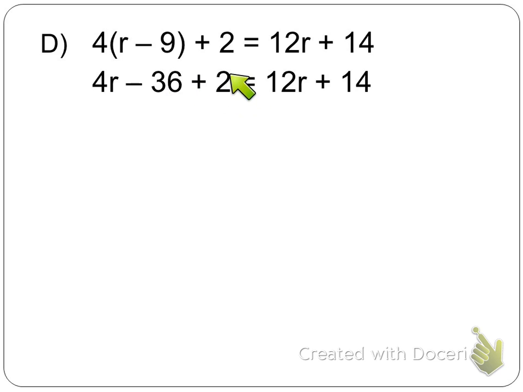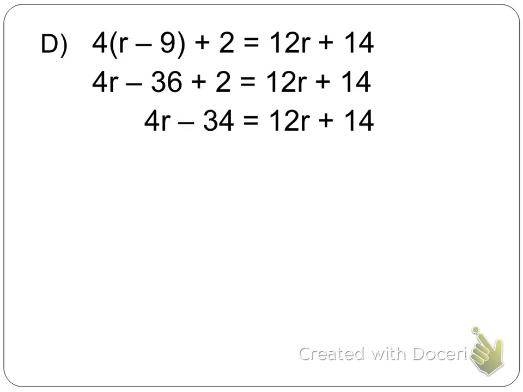So what you have to do is subtract the numbers and keep the sign of the larger number. So what would you actually have here? Yes, ma'am. Yeah, it's going to be minus 34. Okay, you find the difference and keep the sign of the larger one. So that gives us 4r minus 34 equals 12r plus 14.